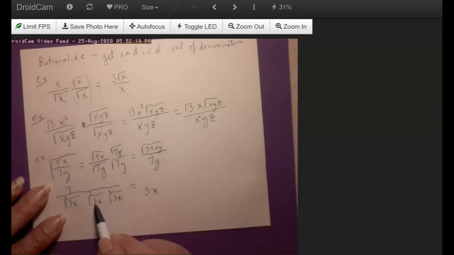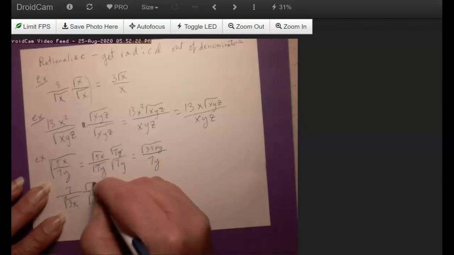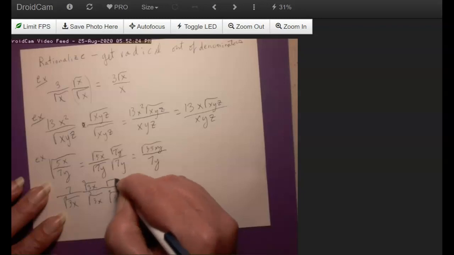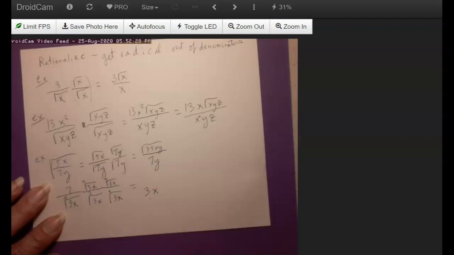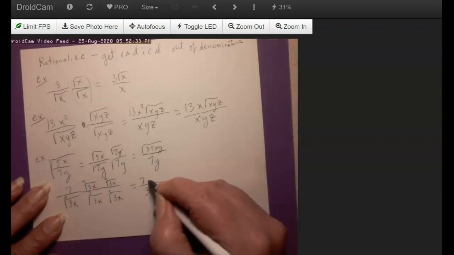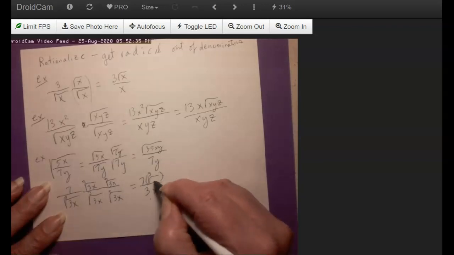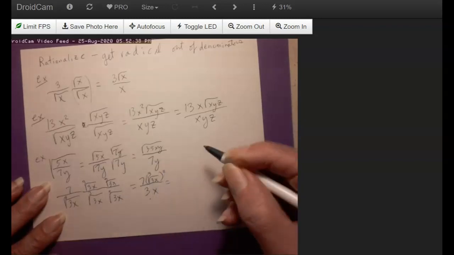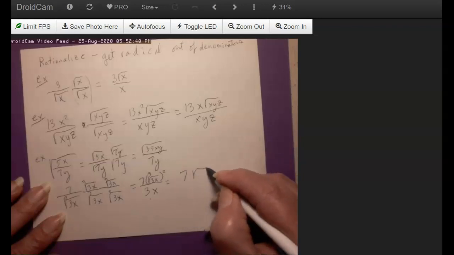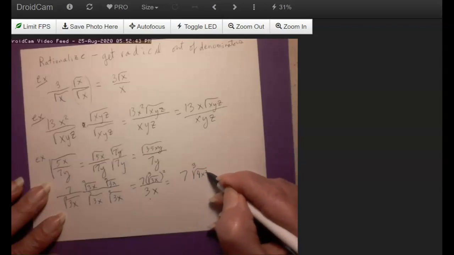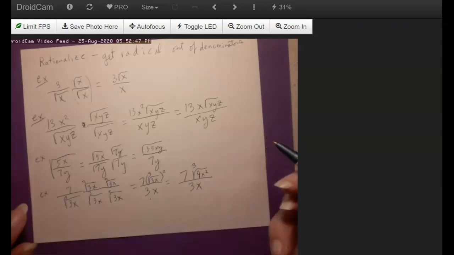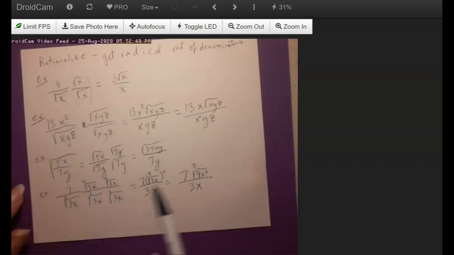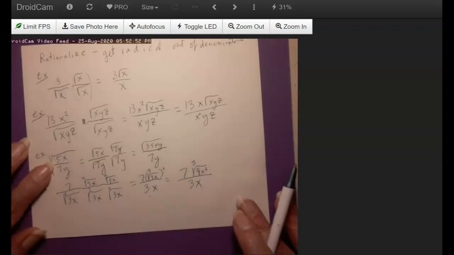Now up here, these two together, and you could have just written the cube root of 3x squared, so if you understand what you're doing there, you could do that. These two together will give me 7, and this will be the cube root of 3x squared, but that's the same as writing 7 cube root of 9x squared over 3x. Now you have one where they're asking you to rationalize a numerator, so let me show you that briefly.